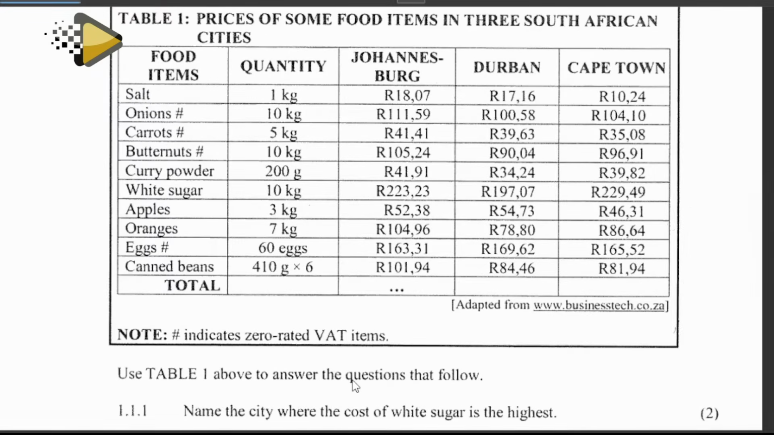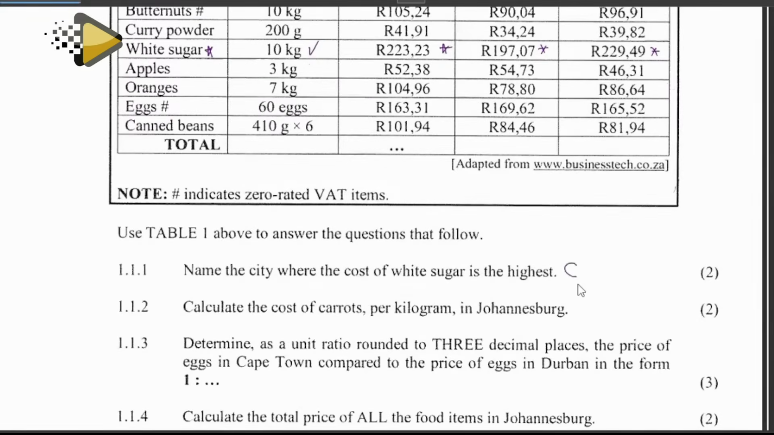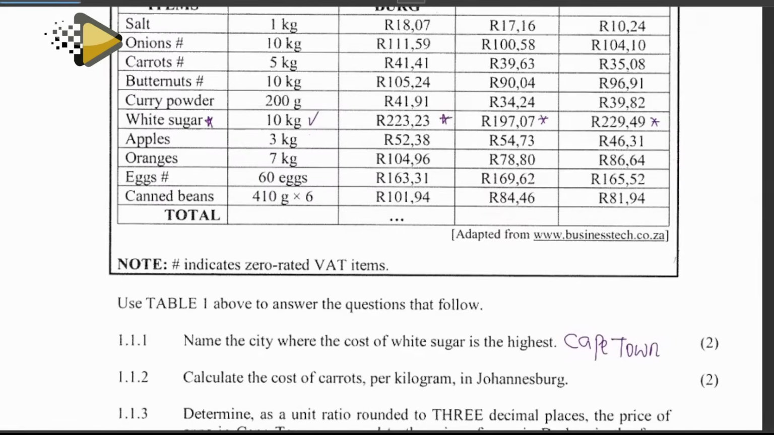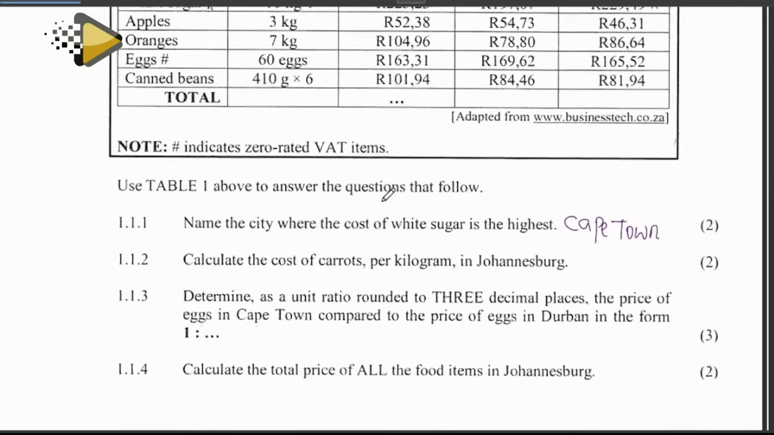Now, the first question says, name the city where the cost of white sugar is the highest. First, look for the white sugar. White sugar is here. These are quantities. These are the costs for the cities. So where is it the highest? This is 229 and 223. So this other side here, it was Cape Town. The answer is Cape Town.